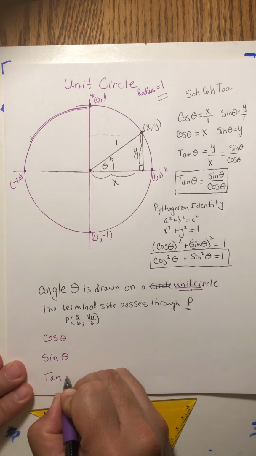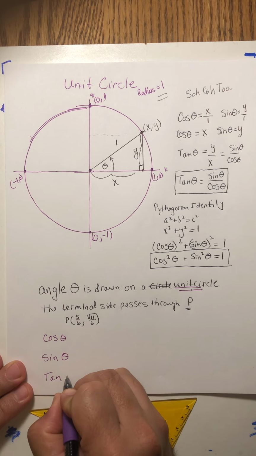What's the cosine of angle theta? Well, on a unit circle, x is equal to the cosine of theta. There's your x value right there, so the cosine is 5 over 6. Sine of theta, sine is the y coordinate. Y is equal to the sine of theta. So then, the sine is equal to the square root of 11 over 6.